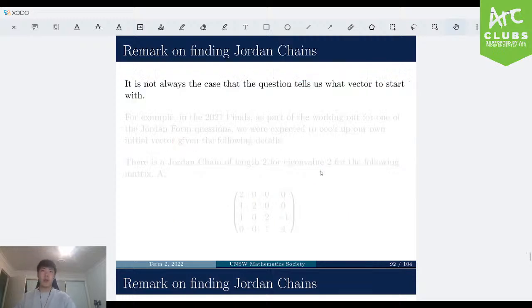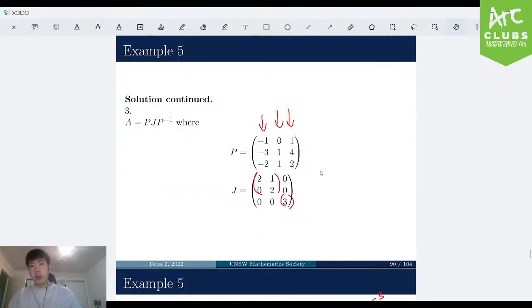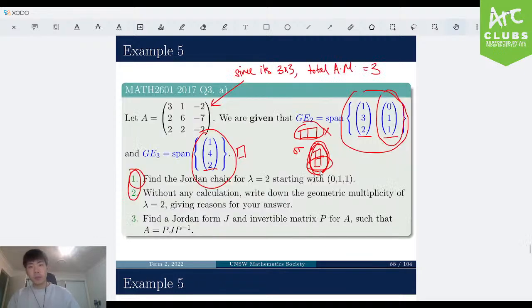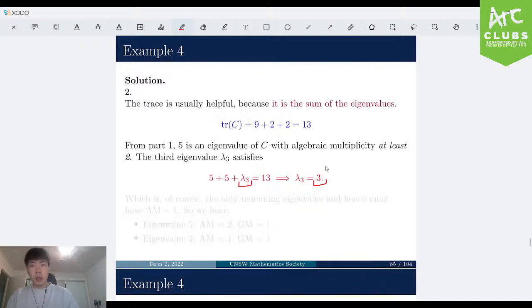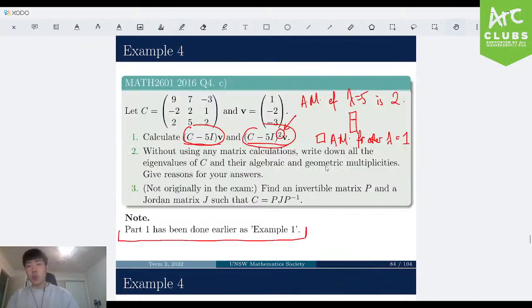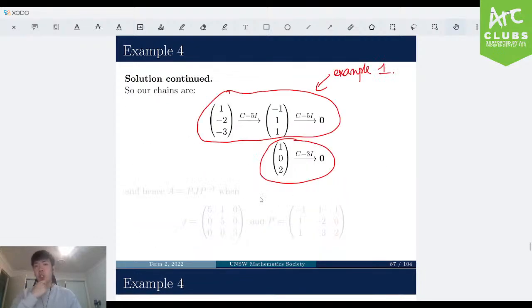Now I found a remark on finding Jordan chains. In both examples, we already knew what vector to start with, right? Like for example, here they told you to start with this. For example, in this question, we already knew from part 1 to start with this. Okay, but it's not always that the question tells you what vector to start with.